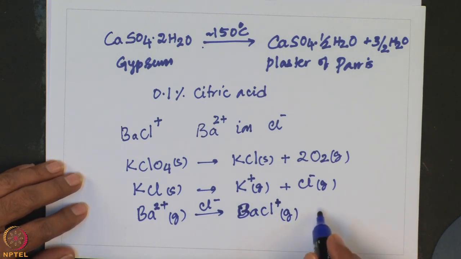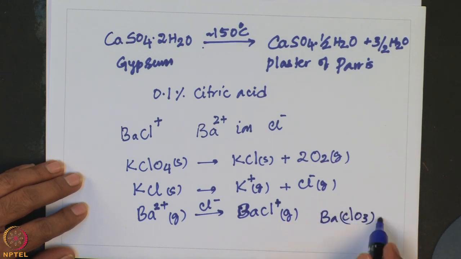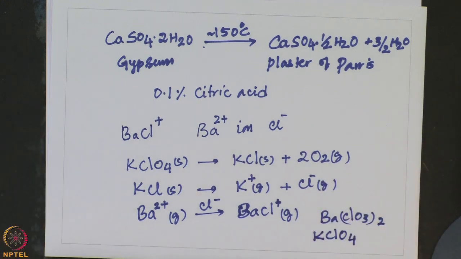And also in some cases barium chlorate is also used. Barium chlorate, Ba(ClO3)2, in place of potassium perchlorate. Okay. So, this is about the application of alkaline earth metals in fireworks.